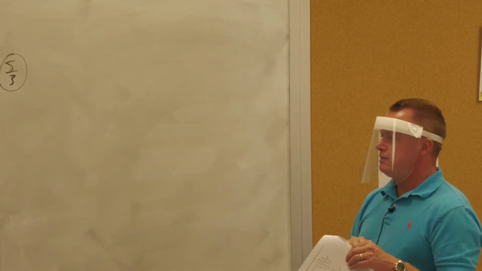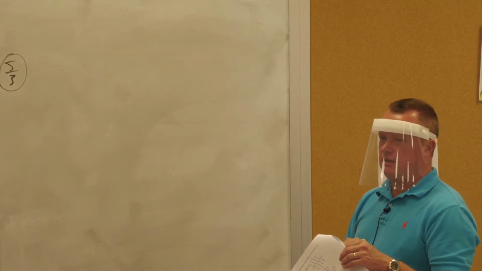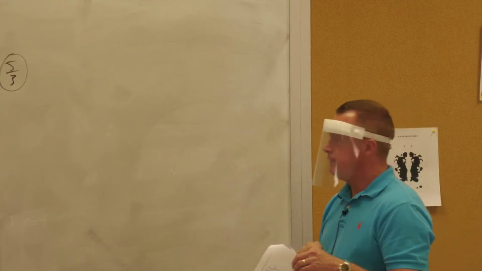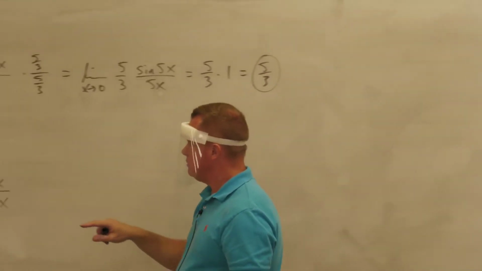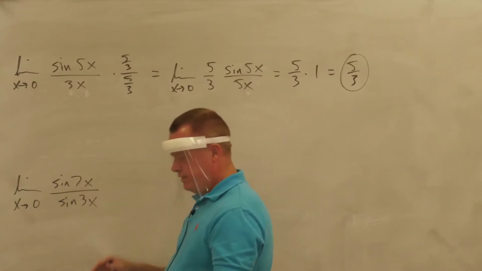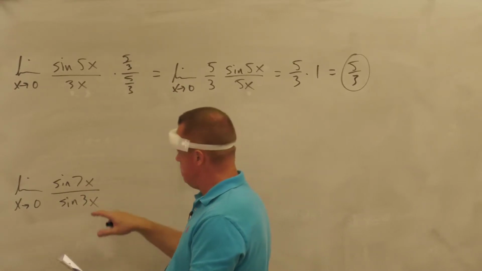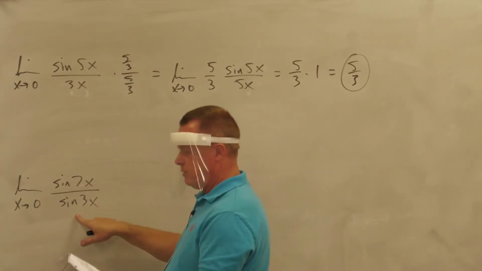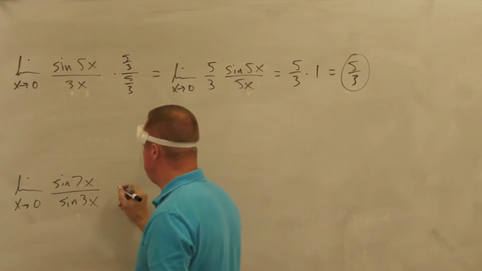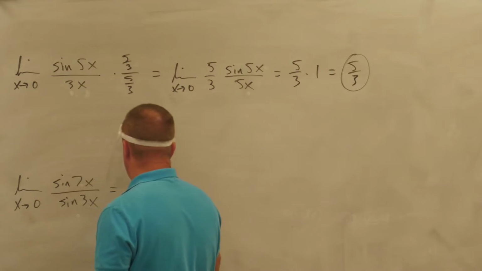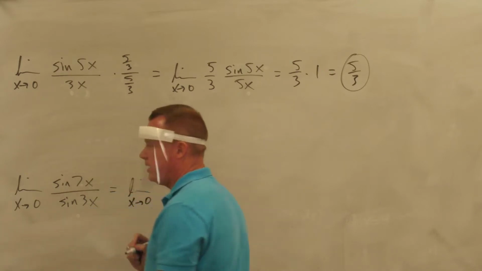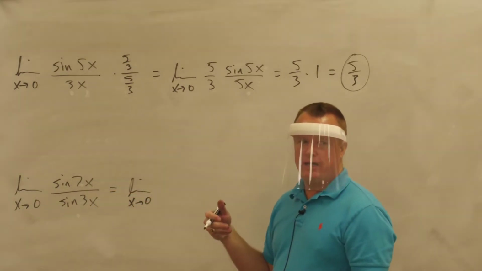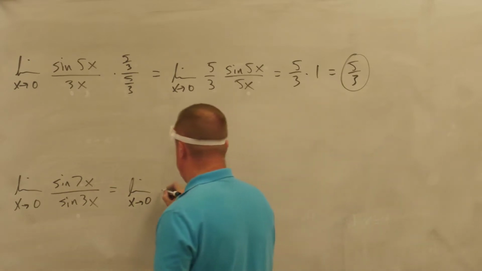Any other ideas? Well, you want 7x on the bottom here and 3x on the bottom here, right? So first thing you could do, because you have to do the same thing to the top and the bottom, is divide the top and bottom by x. So let's do that, and then we get this.